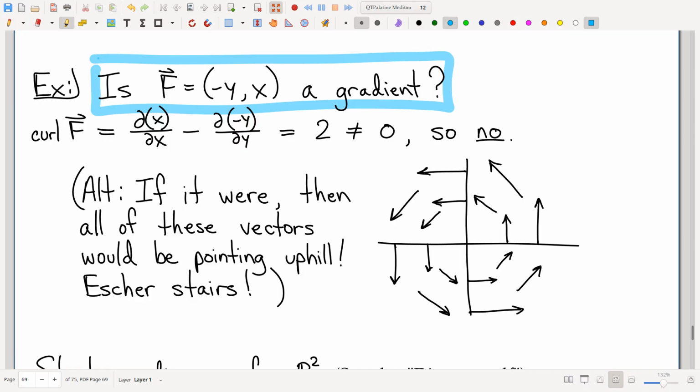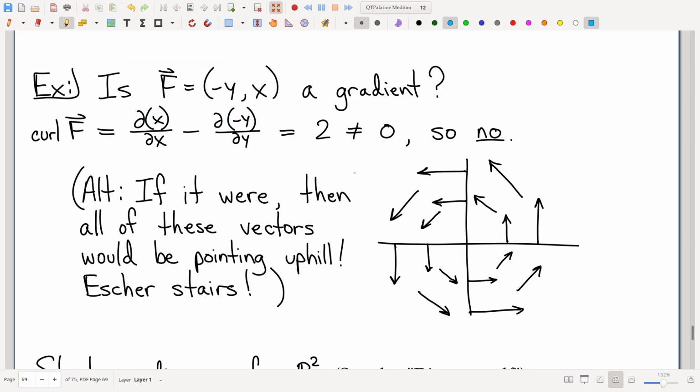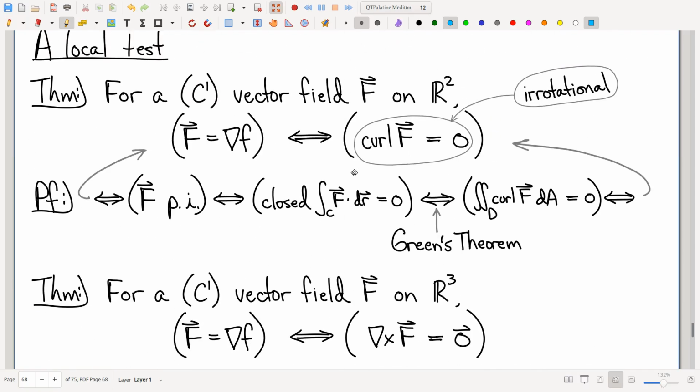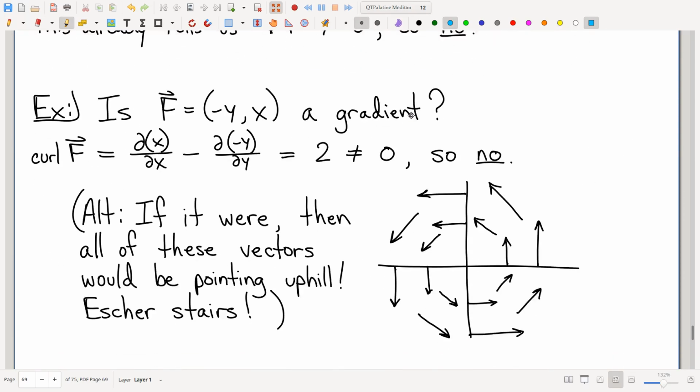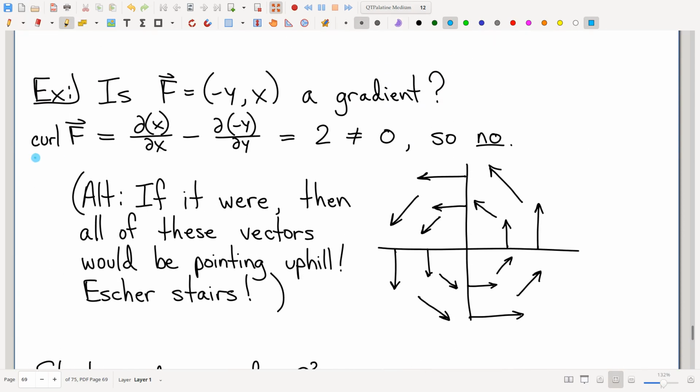That's just not reality. So, okay, well, let's use our tool. The tool up here is that this is resolved by computing the curl and seeing if you get 0 or don't get 0. And I can compute the curl by the usual formula. It's not 0. We're done. No anti-gradient. Don't waste your time trying to find it. There is none to find. Everybody happy?